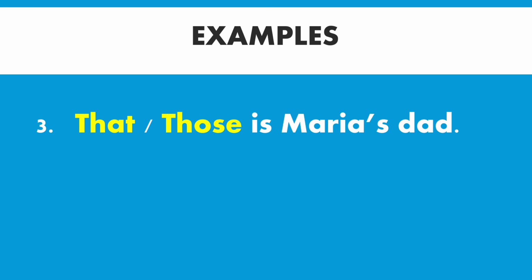Number 3, that or those is Maria's dad. What is the noun here? The noun here is Maria's dad. So since it's only one, there is only one answer which can be used, which is that, because that is used for a singular noun but at a distance. So when we know that that is used for something that is distant from us, when we read the sentence, we can actually imagine the picture of that particular situation.